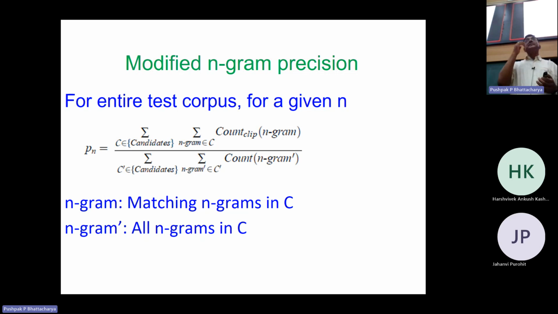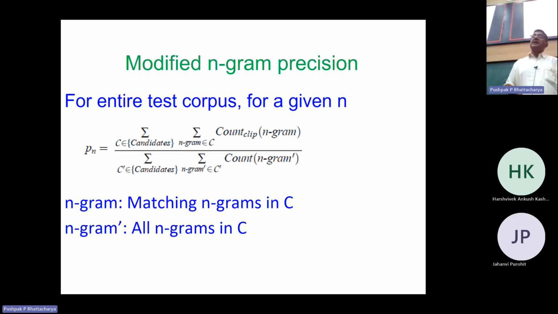And why are there two sigmas? The inner sigma is for the n-grams in a sentence. The outer sigma is for all the sentences in the corpus. So two sigmas are for sentence and corpus. The denominator is also that way. Any question? This is the core of the BLEU formula.